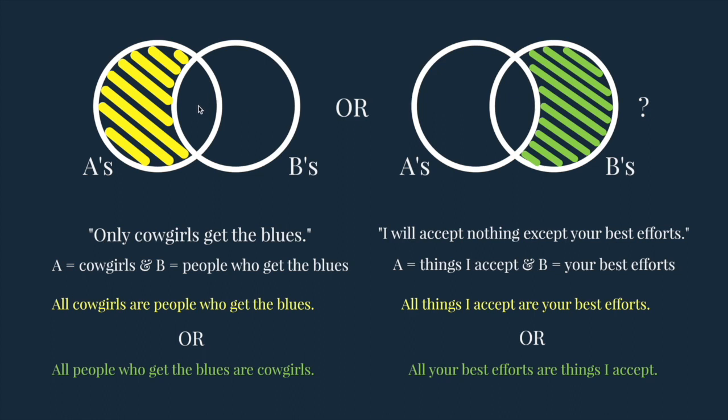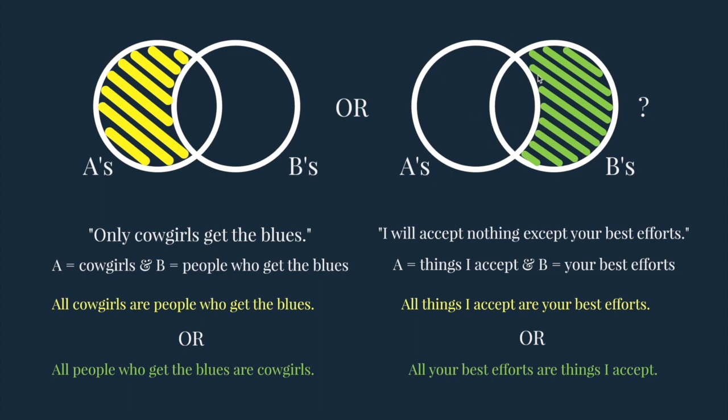Is that the same as only the cowgirls get the blues? No, because there are all these people who get the blues that are outside of the cowgirl circle. So no, it's not the case that only cowgirls get the blues in this Venn diagram. So this Venn diagram does not fit this statement. Let's try this one instead.